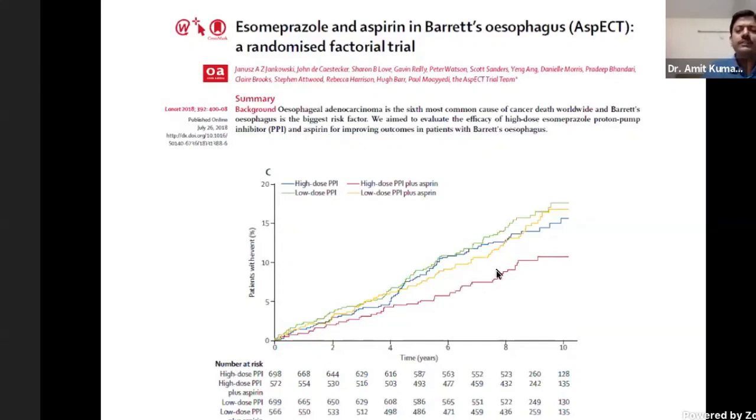So in the group which received high dose PPI with aspirin, there were a lower number of patients with endpoints compared to the other groups. But again, this was an open label trial. There was a significant dropout as well. So based on the current data, there is no uniform recommendation for chemoprophylaxis or long-term PPI.